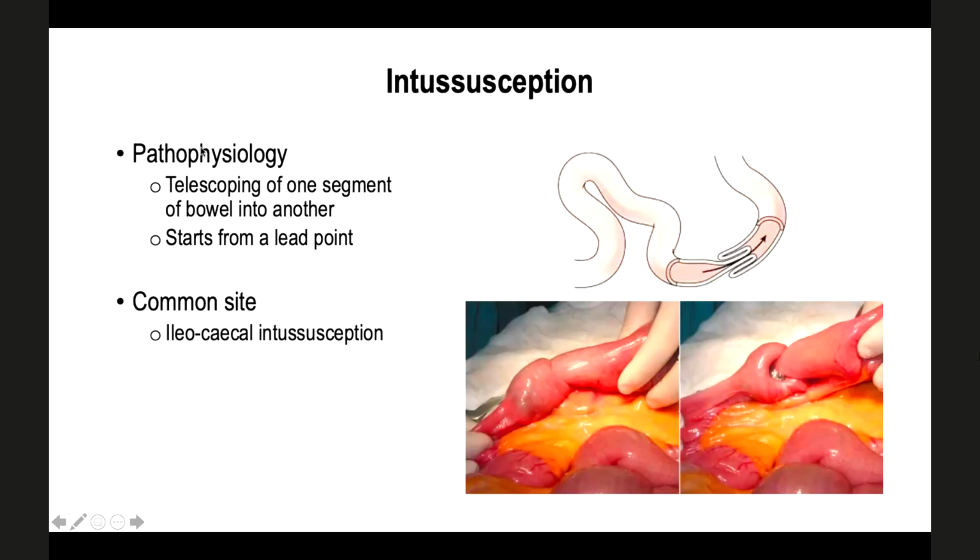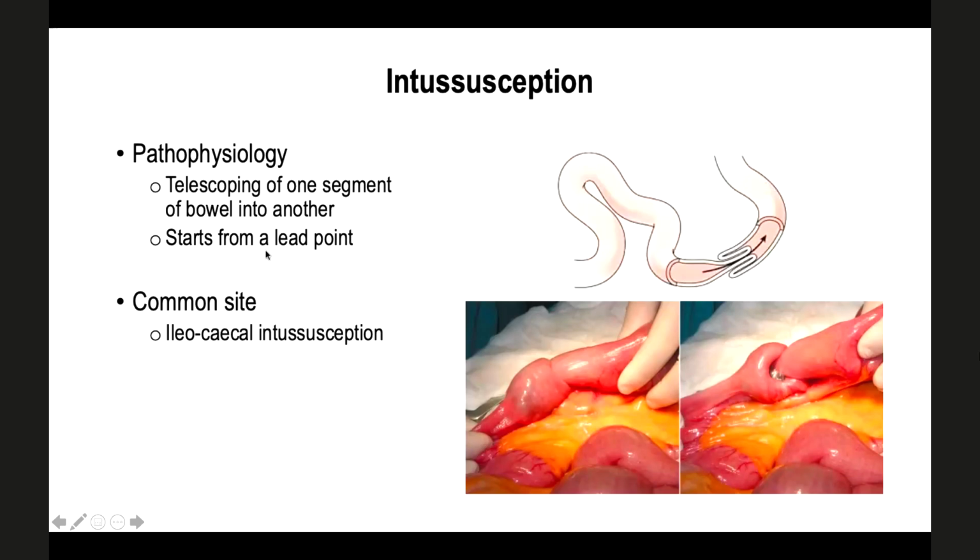So intussusception basically means you see this is a loop of bowel, this is another loop of bowel. There is telescoping of the afferent or the proximal loop into this one. And when it does that, it causes obstruction. This is a real life picture. You can see this loop of bowel has gone into this. And when you pull it out, you can see that that's a constriction.